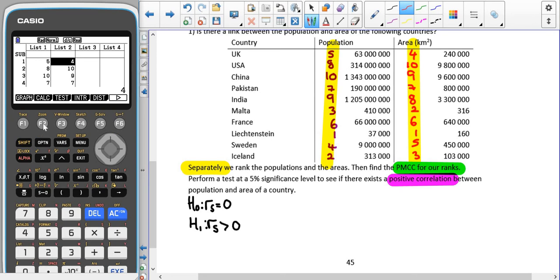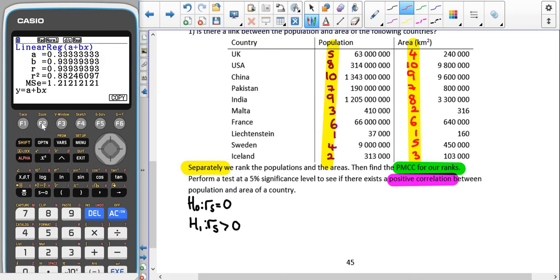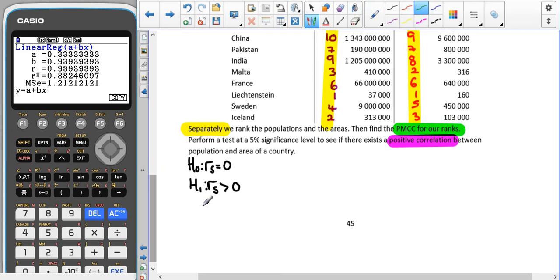Then we're going to calc, reg, x, a plus bx. It's still in the calculator written as r. However, this time when we write it down, we're going to write rs, as I explained before. So that gives us 0.939. Same as we did with PMCC, that's our test statistic.